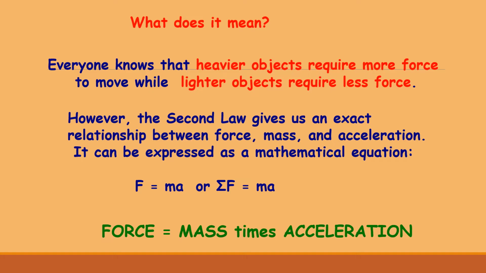This law is often called the law of acceleration. So what does it mean? Everyone knows that heavier objects require more force to move, while lighter objects require less force. However, the second law gives us an exact relationship between force, mass, and acceleration. The second law of motion can be expressed as a mathematical equation: F, or force, is equal to ma. M stands for mass, A stands for acceleration. This means that force is equal to the product of mass and acceleration, or force is equal to mass times acceleration.